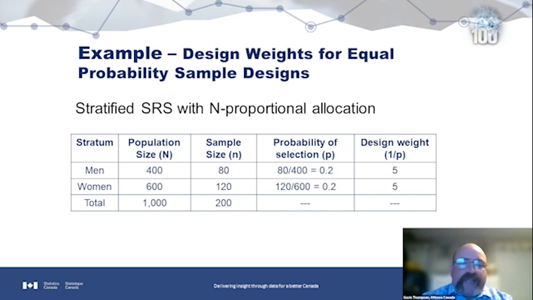Each of the sampled males will represent 5 other males, and each of the sampled females will represent 5 other females. If we do a straight multiplication, 80 times 5, we get back to our 400, and 5 times 120 gets us to 600. This is how weighting works. Each unit in our sample, we multiply by the design weight and we get back to our total.